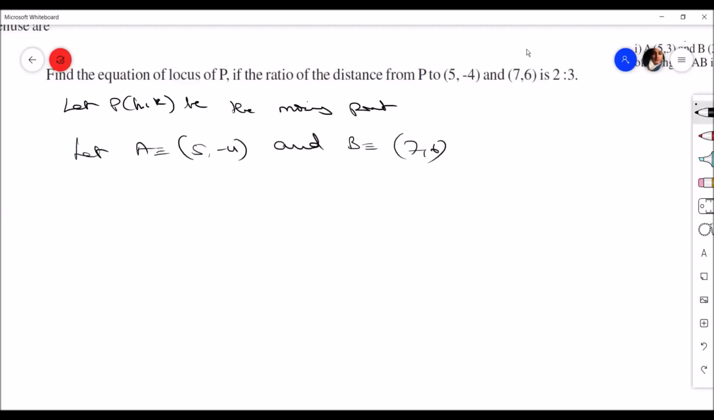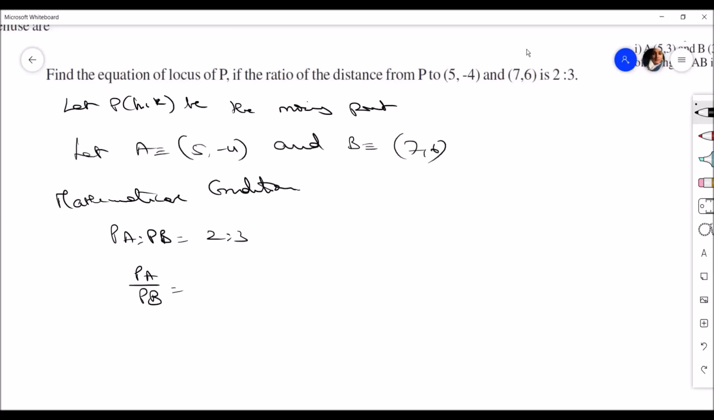So it's a little different problem from the previous ones. I've taken P as (h, k) as usual, and then I've named the given points as A and B. The ratio of distance from P to so and so, basically PA to PB, is given to be equal to 2:3. So what is my next step? I need to be writing the mathematical condition. What is the mathematical condition? PA is to PB should be equal to 2:3. In other words, PA by PB should be equal to 2/3.